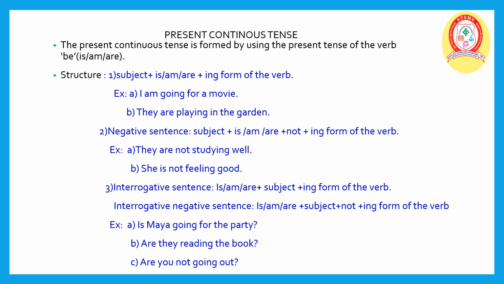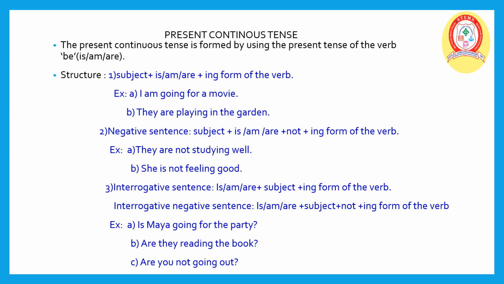Present continuous tense is formed by using the present tense of the verb be. Okay, is, am, and are. Now, if we see the structure, subject plus is, am, are. Is is used for singular, am is also used for singular, are is used for plural, plus ing form of the verb. Why do we use ing form? It is the continuous tense. So you have the subject plus is, am, or are according to the subject, plus ing form of the verb. Now you will understand when you go through the example.